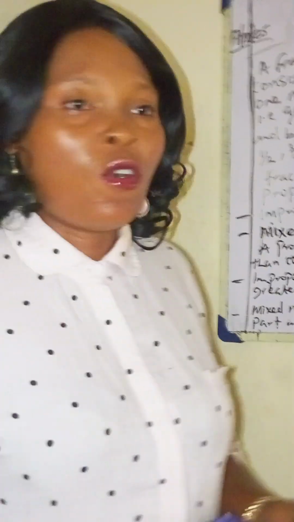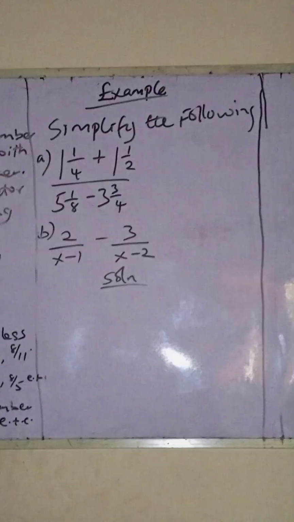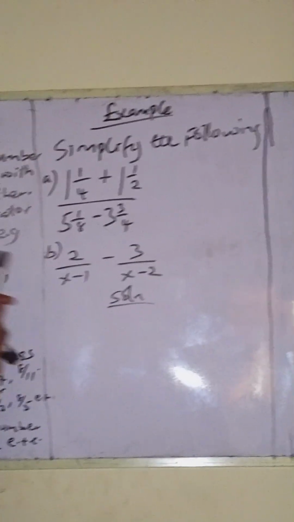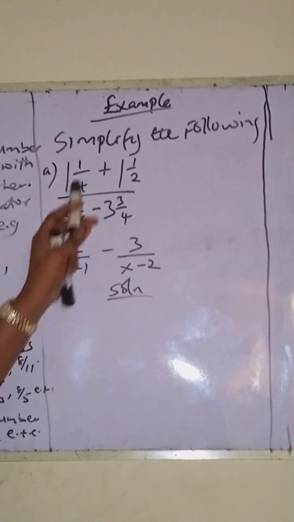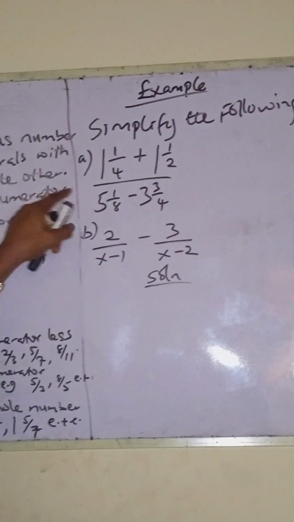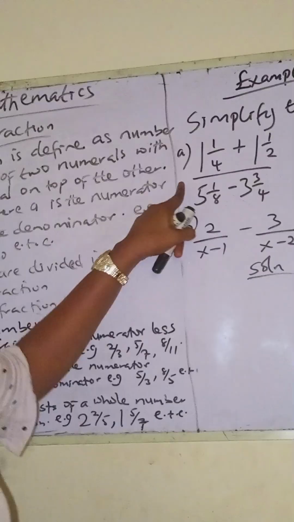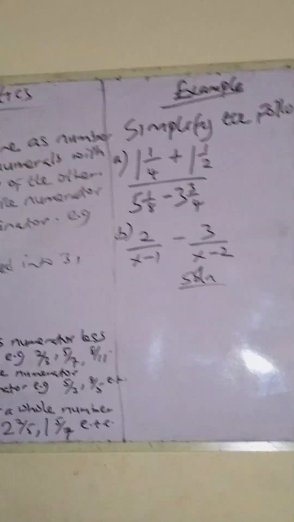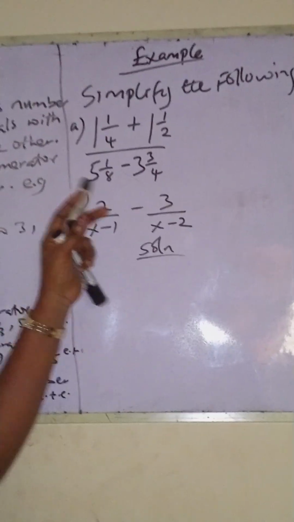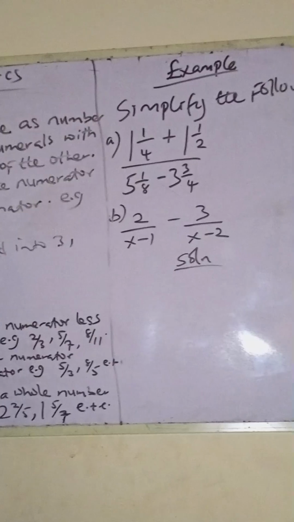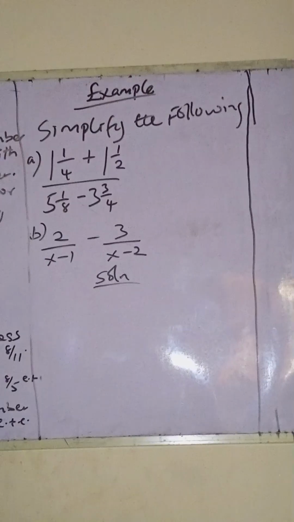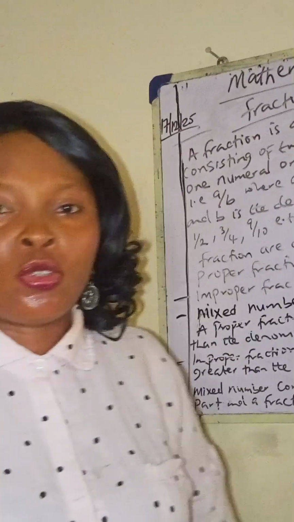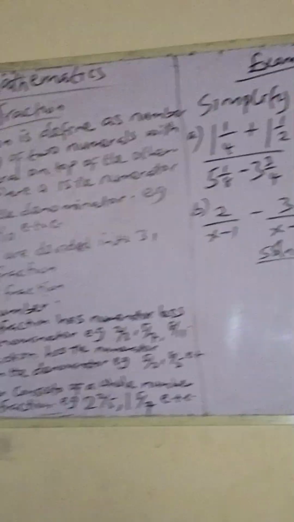We are going to solve some fractions. If you look at what we have on the board, we are asked to simplify the following. A, 1 all over 4 plus this. Question A, they are all mixed numbers. So when you see a question like this that has to do with mixed numbers, the first thing you have to do is to change it to an improper fraction.